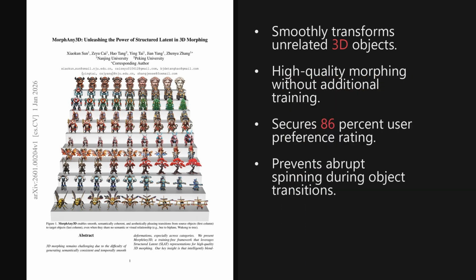I'm Alex. Today we're looking at a paper trending on X, published on January 1st, 2026, about 5 days ago. It introduces a training-free framework that achieves state-of-the-art quality in 3D morphing, enabling smooth transformations between completely unrelated objects, such as a bee and a biplane. The paper is titled MorphAny3D, Unleashing the Power of Structured Latent in 3D Morphing.